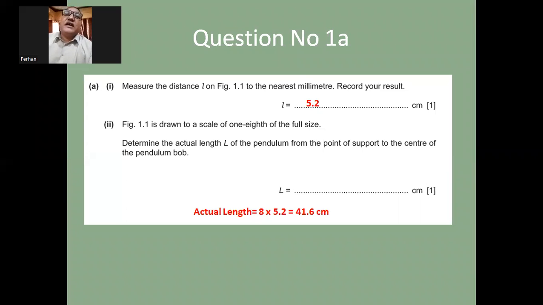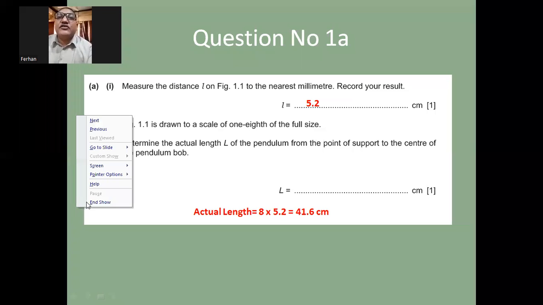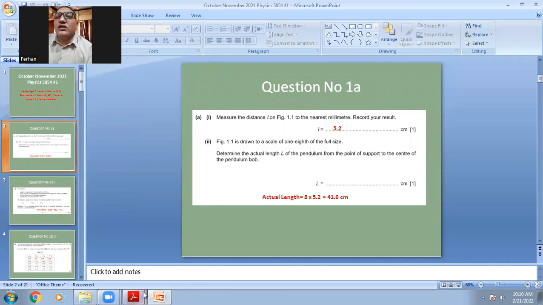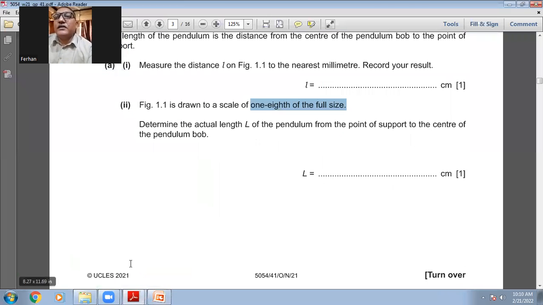So figure 1.1 is drawn to a scale of 1/8 of a full size. How do you do that? Actual length will be 8 multiply 5.2 centimeter, and that will be 41.6 centimeter. So 8 multiply 5.2 centimeter will be the actual length, 41.6 centimeter. So let's go back to the paper.